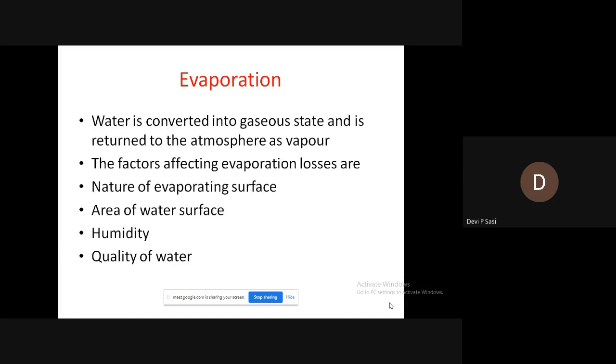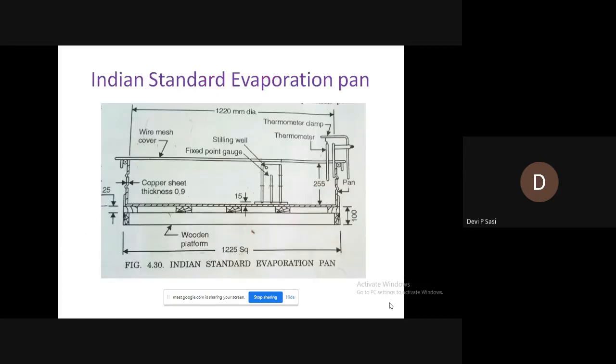Next is the main topic, measurement of evaporation using Indian Standard Evaporation Pan. Here you can see that the evaporation pan has a diameter of 1.2 meters and its depth is about 0.25 meters. Please note, all the dimensions given in the figure are in millimeters. So it is 1.2 meters diameter and 0.25 meters depth.